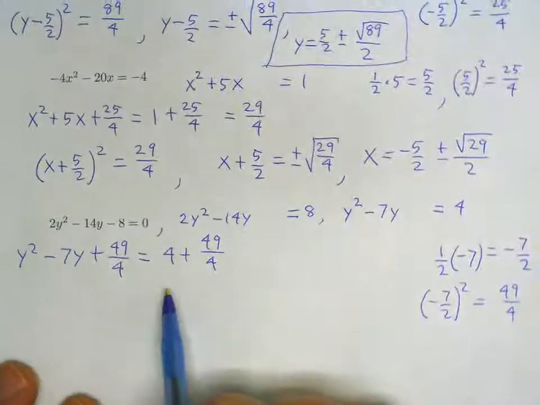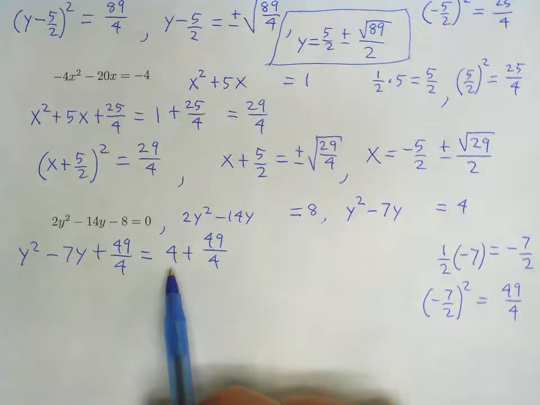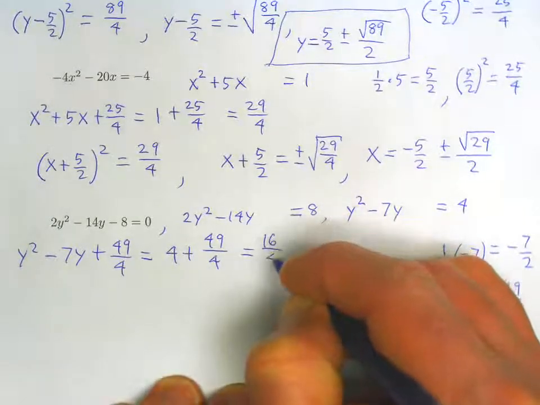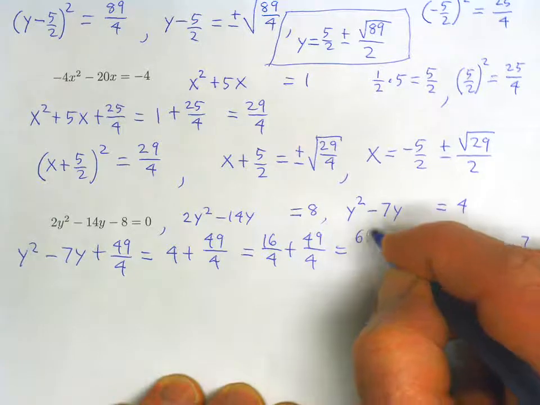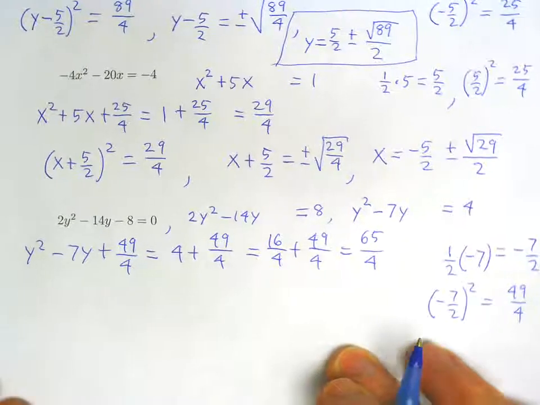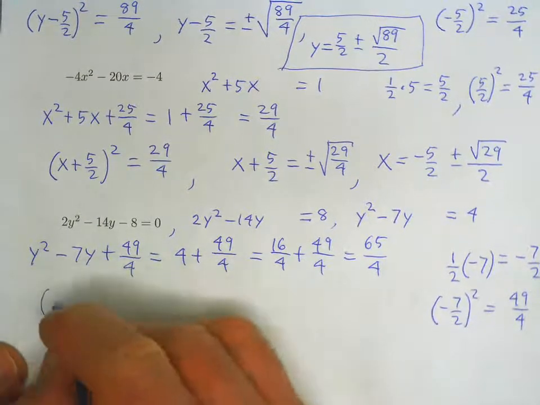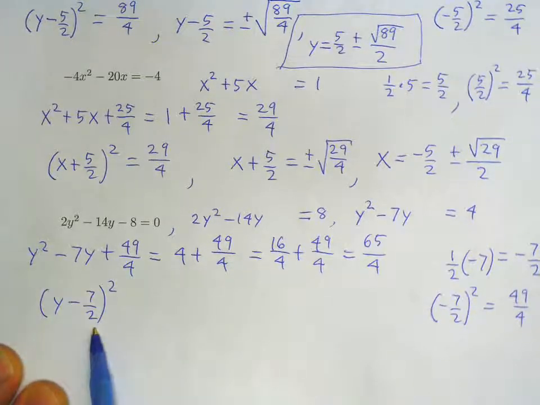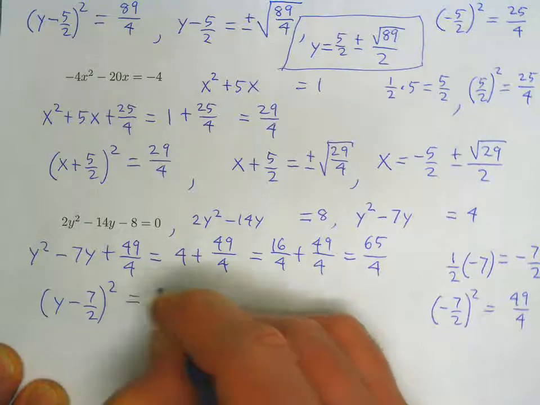So we'll simplify the right-hand side, 4 plus 49/4. 4 is 4 over 1. The least common denominator is 4. So think of 4 as 16 over 4. So 16/4 plus 49/4, and that's 65/4. Now the left is a perfect square trinomial, so we write it as y minus 7/2 squared. The minus 7/2 is the same number that we got when we took 1/2 of minus 7. And then the right-hand side, 65 fourths.